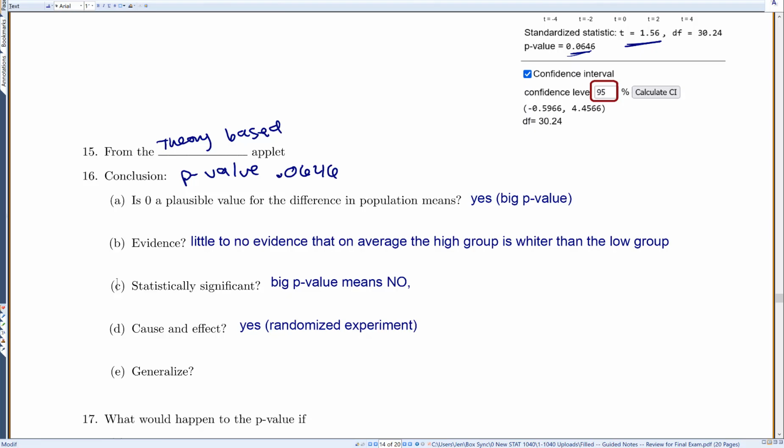What about cause and effect? Yes, because remember we said at the beginning it was a randomized experiment. What about what can you generalize to? So to generalize, you need a random sample.